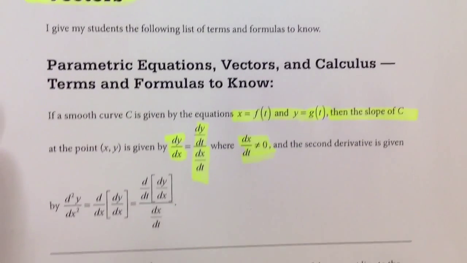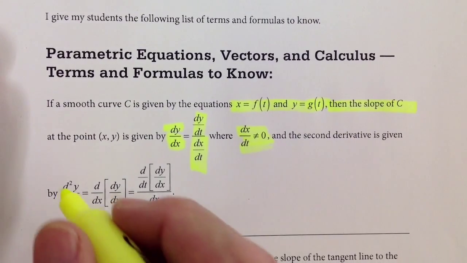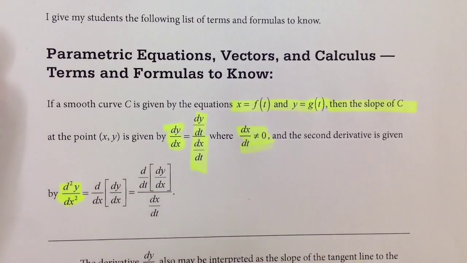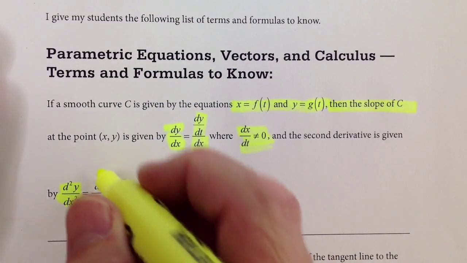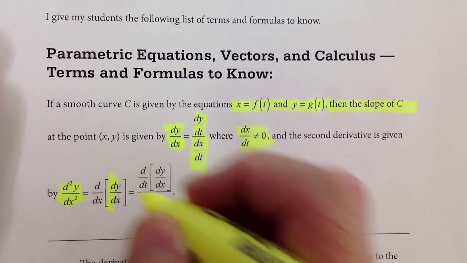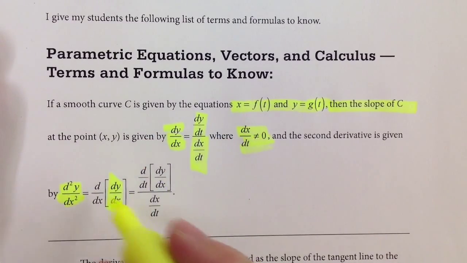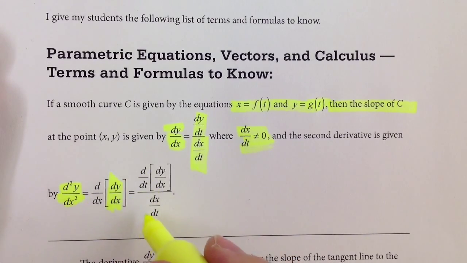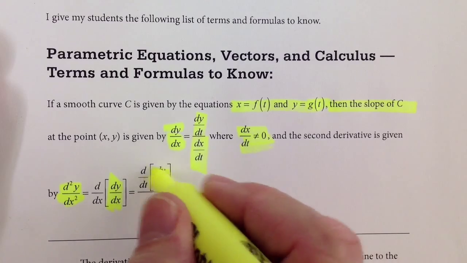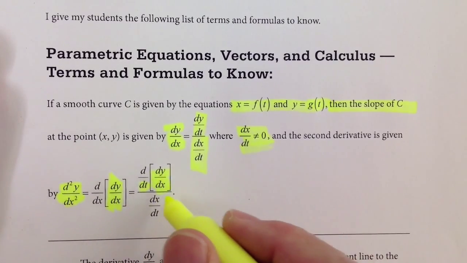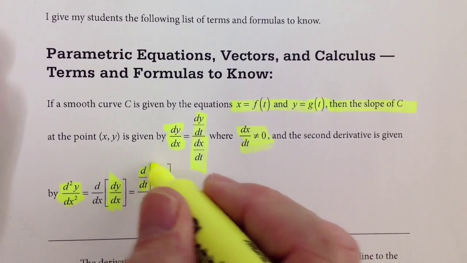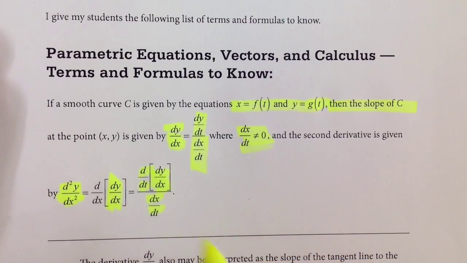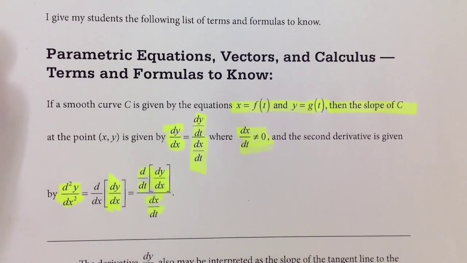Okay, and then we talked about this yesterday as well, in which the second derivative is given by the derivative of dy/dx with respect to x. So by splitting up the numerator and denominator, it's the derivative of dy/dx with respect to t over dx/dt. This is what we talked about yesterday.